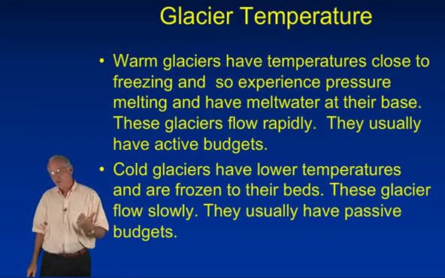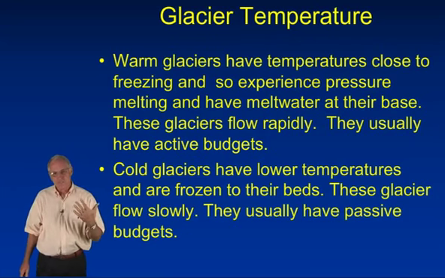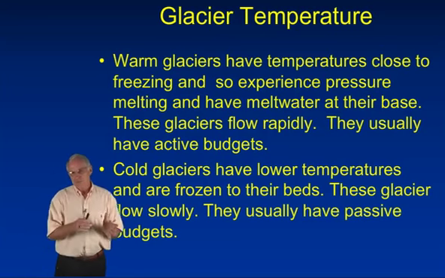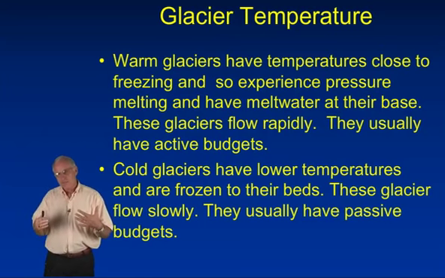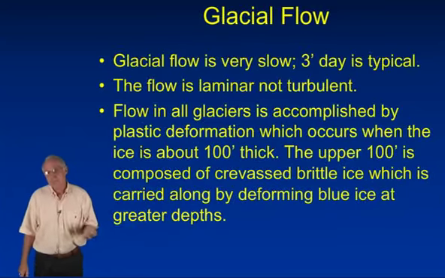Cold glaciers are too cold for pressure melting, and they're basically frozen to their beds. They flow very slowly, in part because the ice is very viscous and it resists deformation at low temperatures, and these glaciers tend to have passive budgets. So the cold ice and the passive budget almost guarantee a very slow rate of flow. Warm glaciers are less viscous, and they have active budgets and a steep slope, and that accelerates their rate of flow.